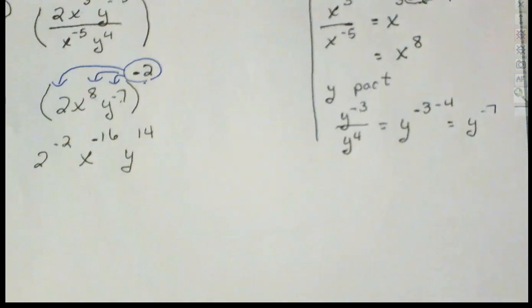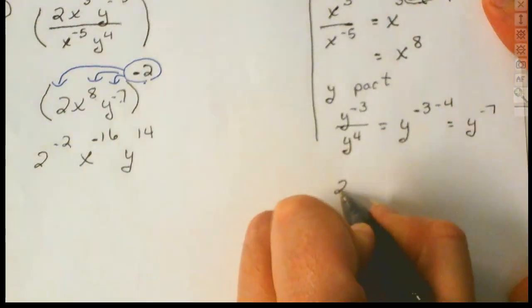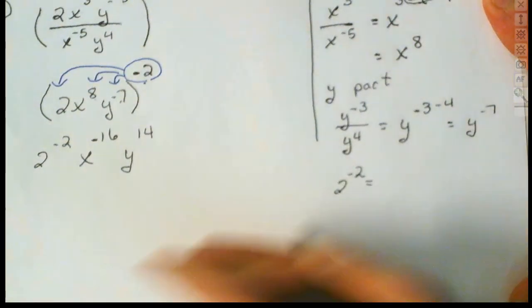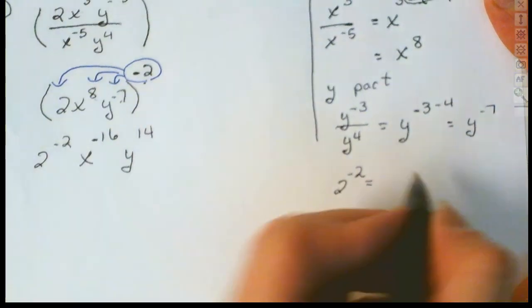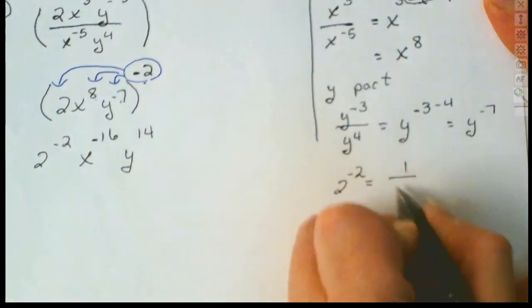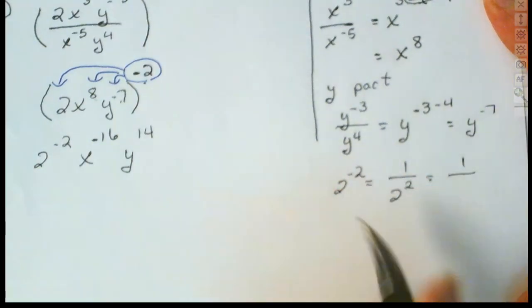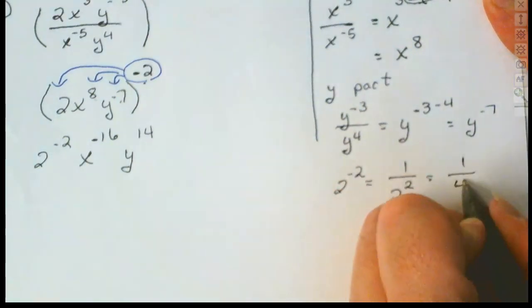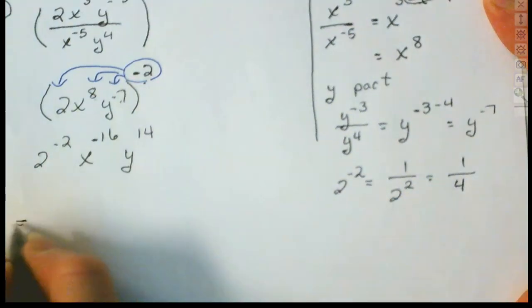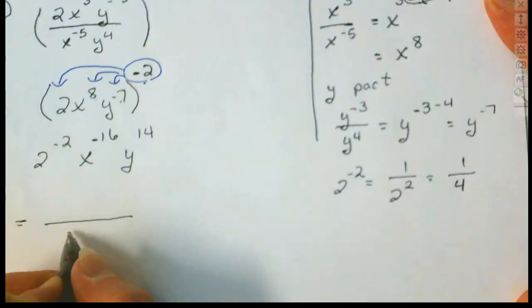Now, what about that 2 to the negative 2nd power? Well, 2 to the negative 2nd power, I can rewrite that as 1 over 2 squared. And what do we know about 2 squared? Well, 2 squared is a 4. So we know when we rewrite this that we've got a 4 down below.